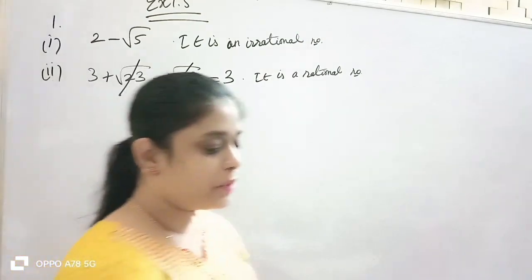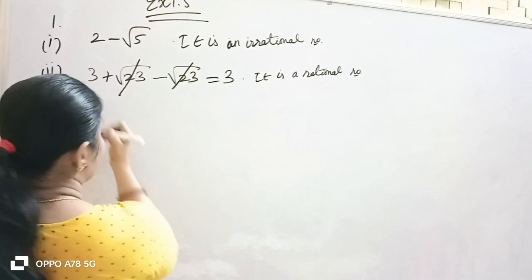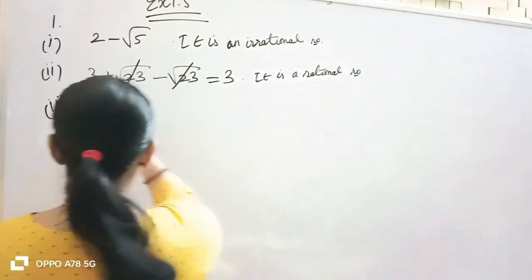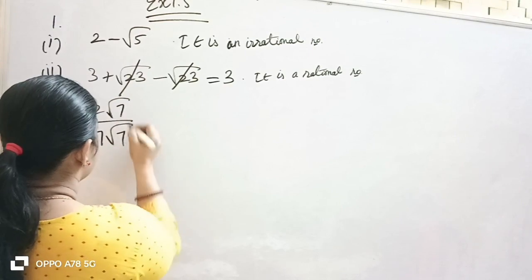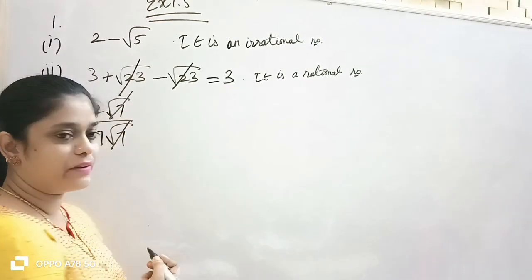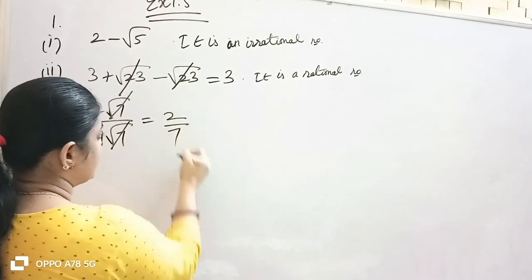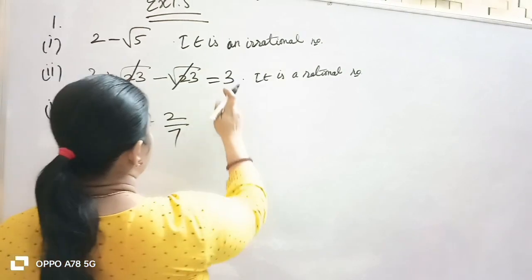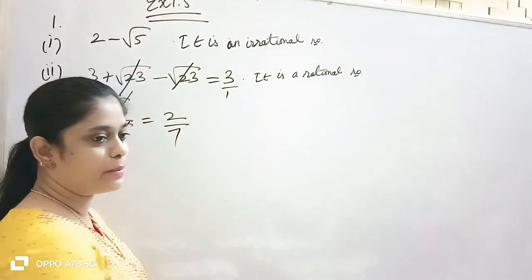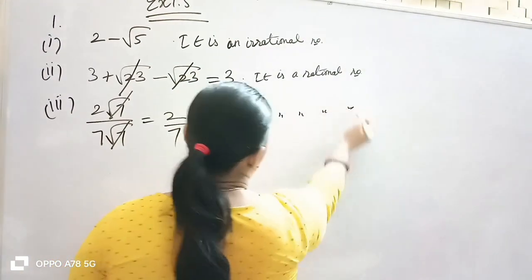The same way, the third one. What is the third one? 2 root 7 by 7 root 7. Here, cancelling these root 7 into root 7, your final answer is 2 by 7. It is in P by Q format, so it is also rational. It is rational because 7 by 1 can be written in the format of P by Q. So it is a rational number.